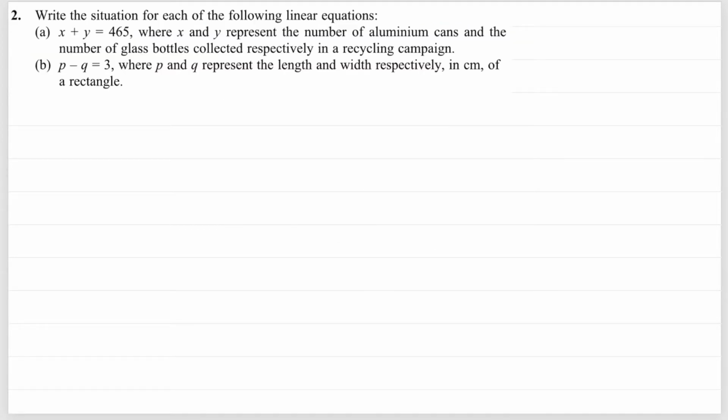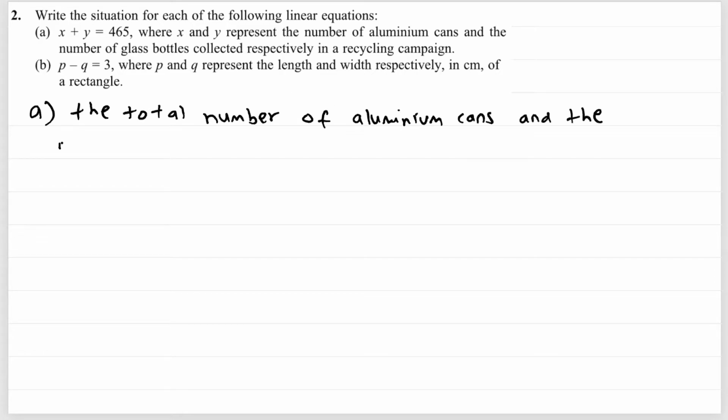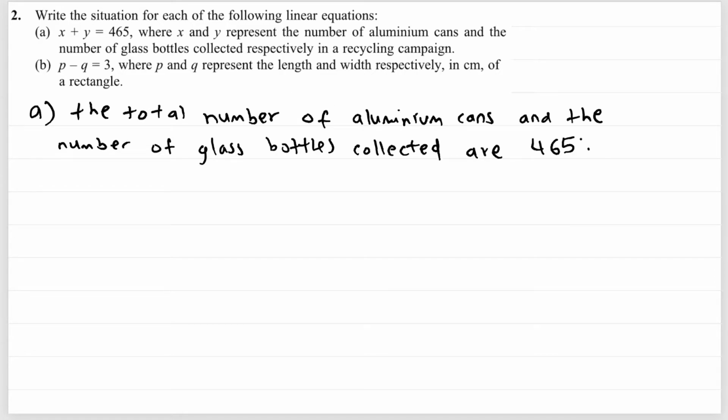Now, when you are given a linear equation, you want to express it in terms of a sentence, the other way around. So write the situation for each of the following linear equations. So x plus y is equal to 465. So this is the equation you want to express in a sentence. It says x and y represent the number of aluminum cans and the number of glass bottles. So you can write like this. Okay, so the total number of aluminum cans and the number of glass bottles collected are 465. Yes, just like that.